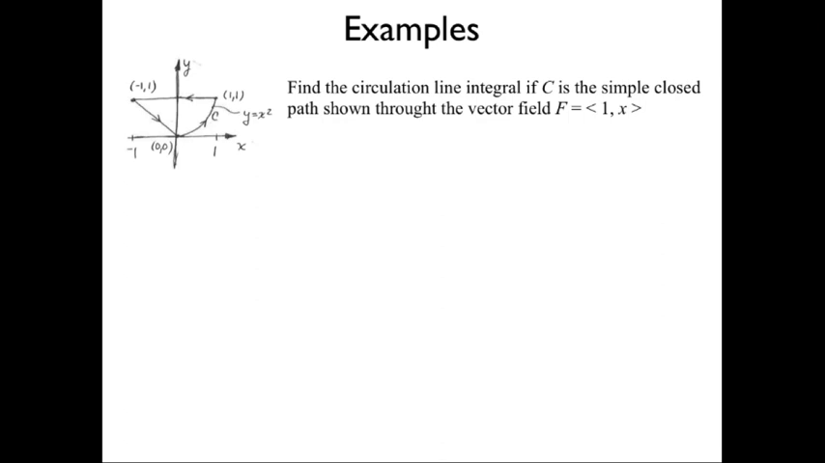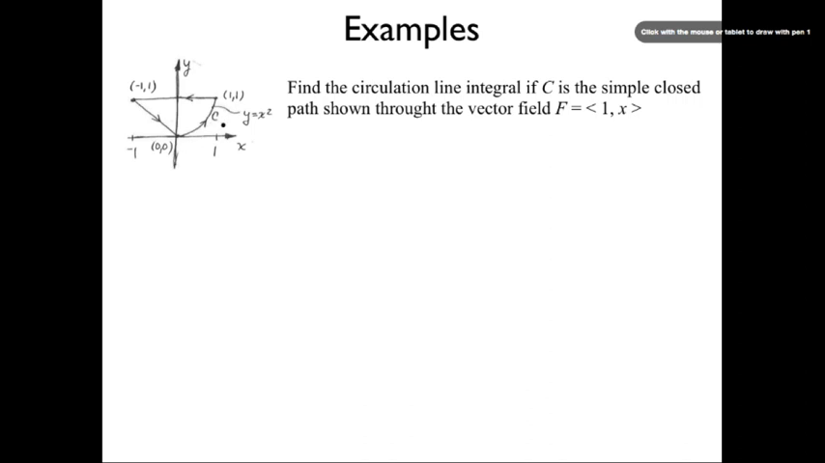So this was from your review. I don't know if you remember doing this on the review, or maybe we didn't, because we hadn't done line integrals yet. Okay, so this says find the circulation line integral if C is a simple closed path through the vector field.